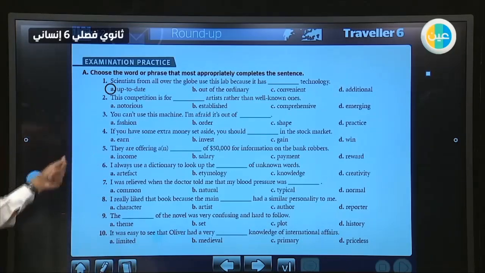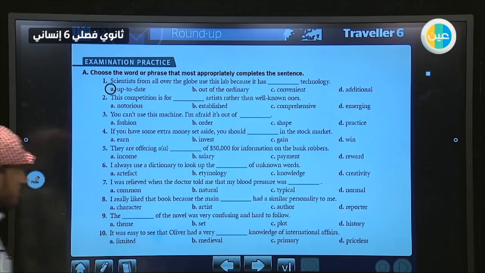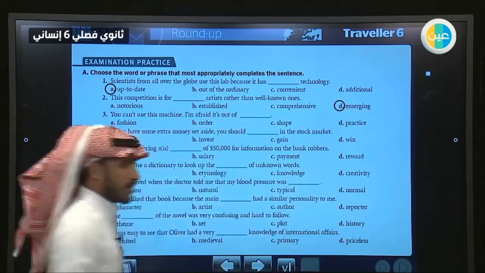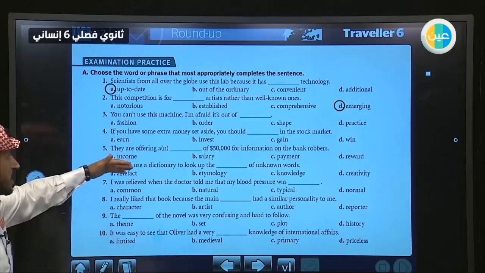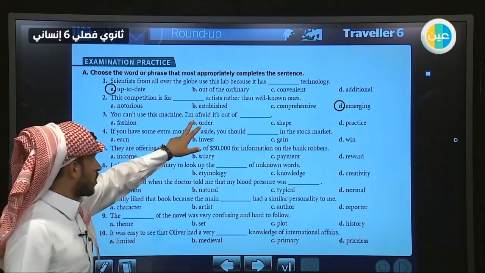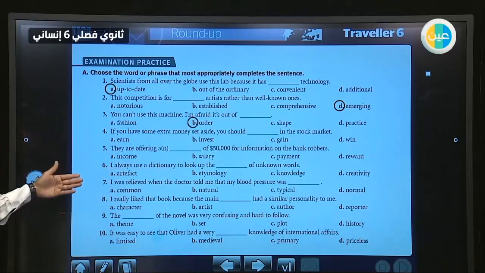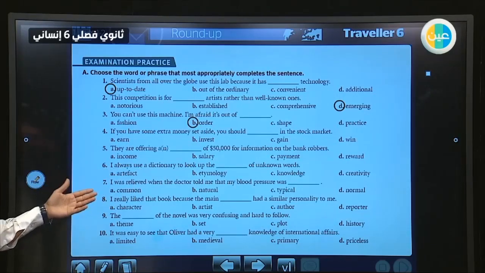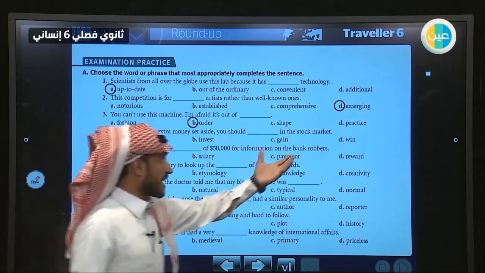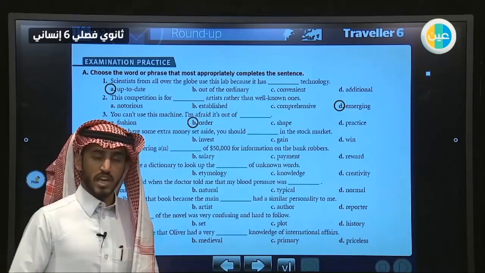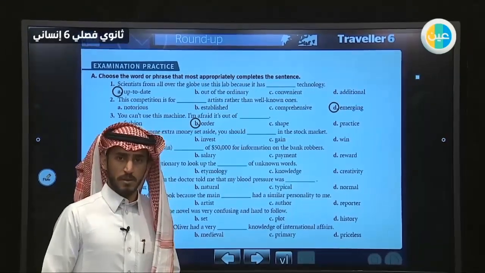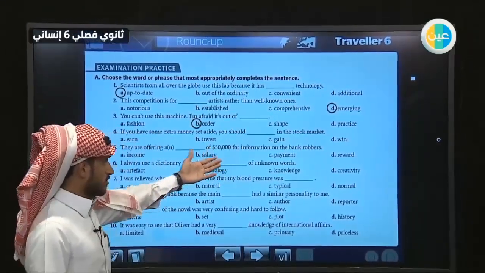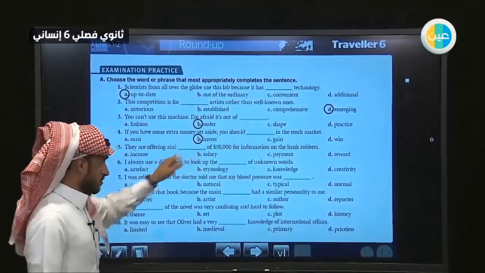Number 2, this competition is for artists rather than well-known ones. Emerging اللي هم الناشئين اللي لسه في أول الطريق. You can't use this machine. I'm afraid it's out of order. If you have some extra money set aside, you should in stock market. stock market أحيانا ترجمتك للجملة، أو إذا كان في كلمات جديدة في الجملة ترجمتك للجملة يعني تقطع عليك نصف أو أكثر من نصف طريق الإجابة. stock market اللي هو سوق الأسهم، فإحنا واضح عندنا أن الإجابة invest اللي هو تستثمر.